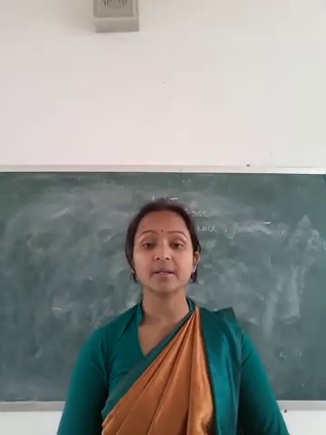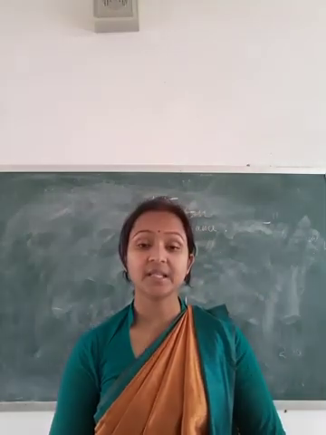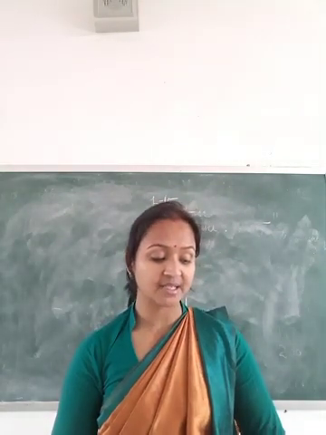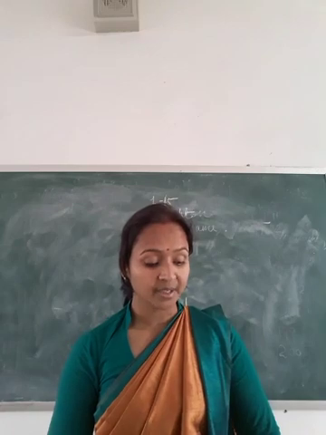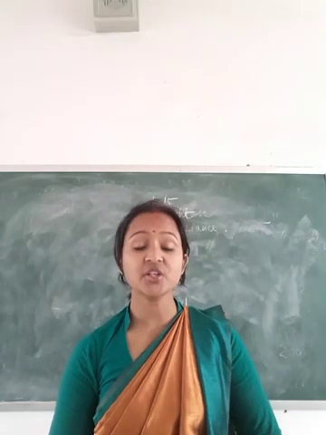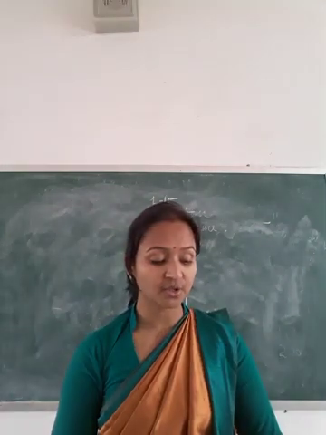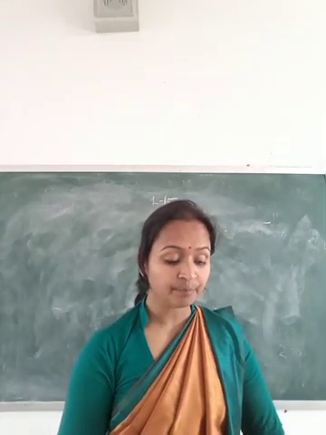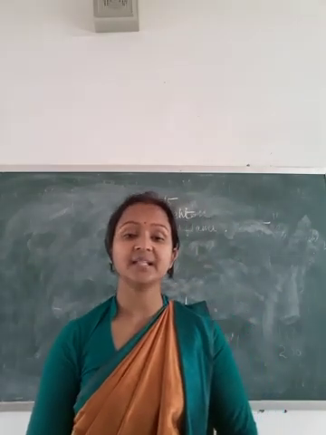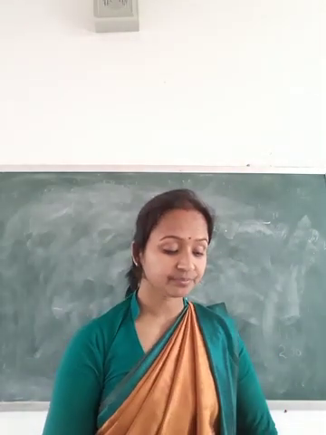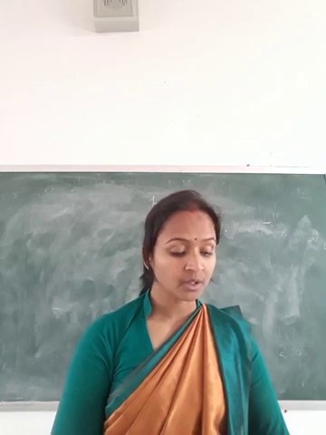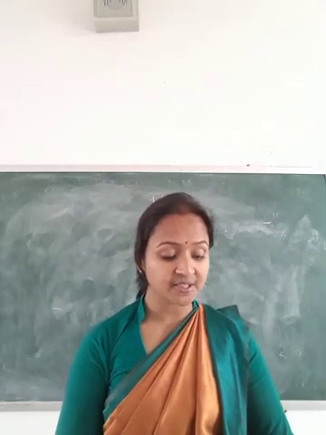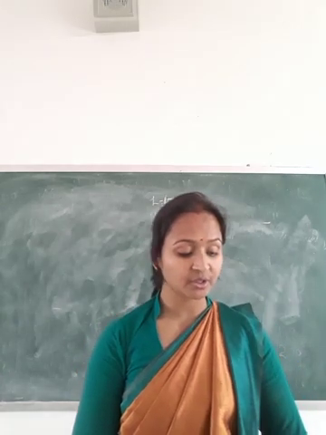Concave lens. What is a concave lens? A lens which is thicker at the edges and tapering in the middle is called a concave lens. And what is a concave mirror? A reflecting surface which curves inward is called a concave mirror. Convex lens: a lens which is thicker in the middle and tapering at the edges is called a convex lens. Convex mirror: a reflecting surface which curves outward is called a convex mirror.